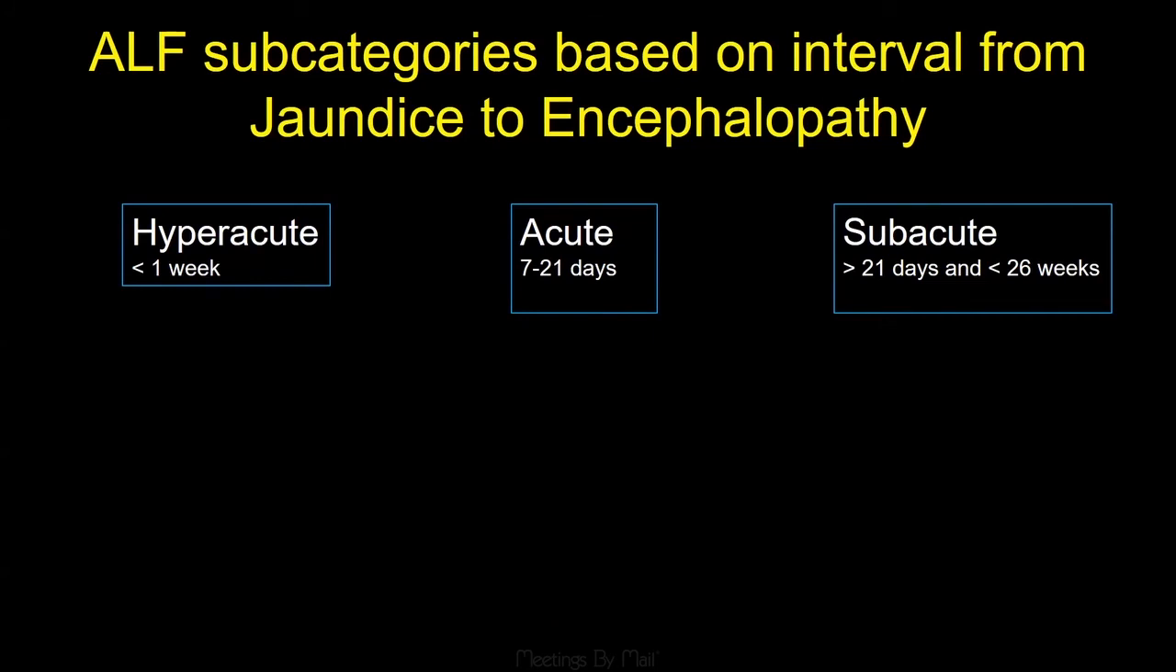So ALF subcategories are based on the interval from jaundice to encephalopathy. A patient is assigned a specific subtype. Hyperacute is if the encephalopathy appears less than a week after symptoms begin, and this is most often going to be the acute acetaminophen poisoning patient. Acute is when the encephalopathy occurs between 7 and 21 days, and subacute is greater than 21 days and less than 26 weeks.